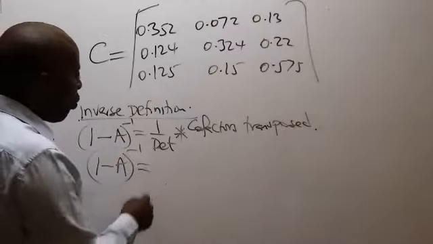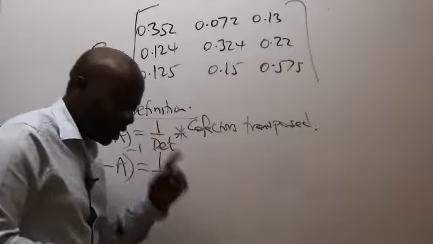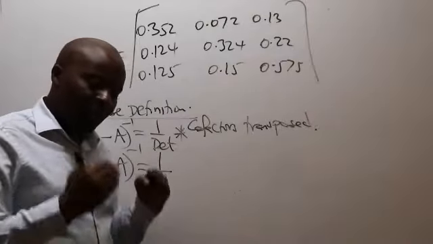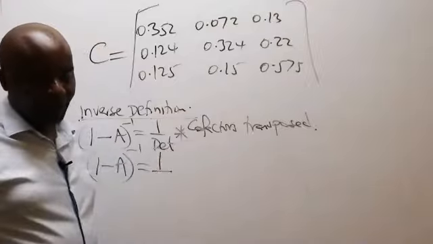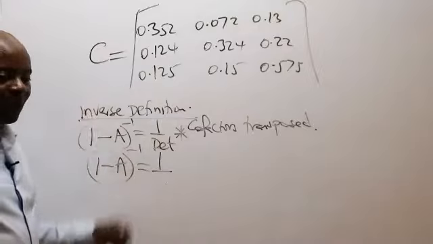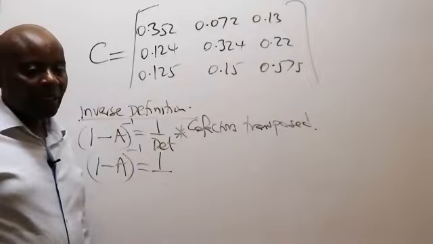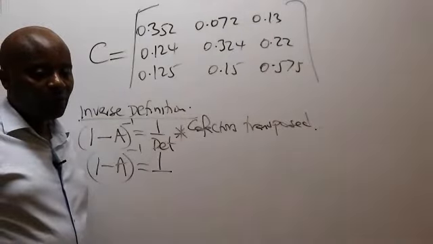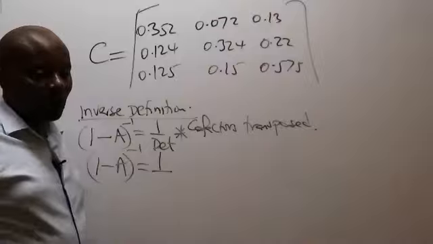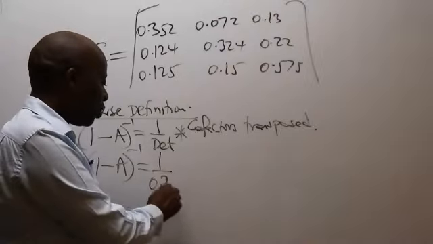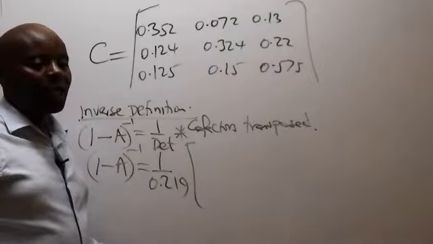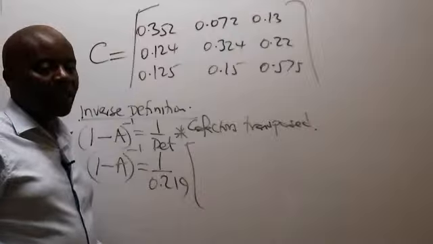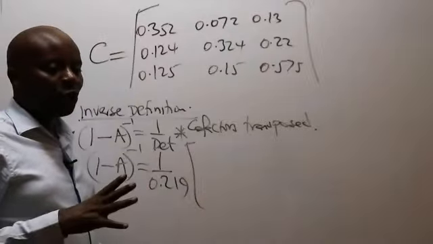inverse will be equal to 1 over the determinant that we got in part 1. The determinant that we got in part 1 that ostensibly you have forgotten, I would want someone to remind me. There's a determinant figure that we got in part 1. Who is able to remember that figure? 0.219. So this is 0.219, like that, times the cofactors, thank you very much, James, times the cofactors transposed.